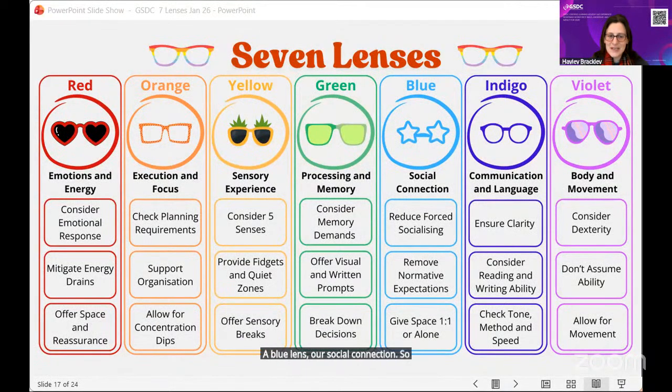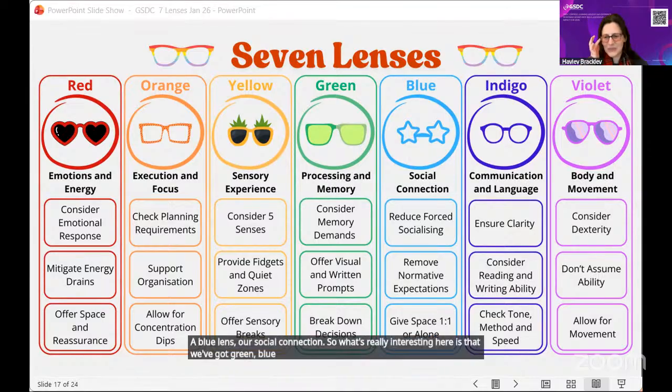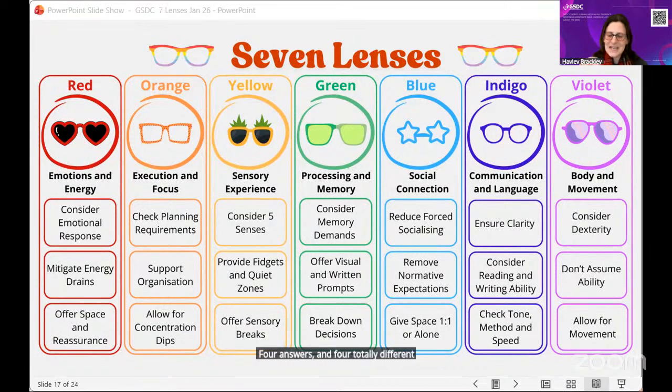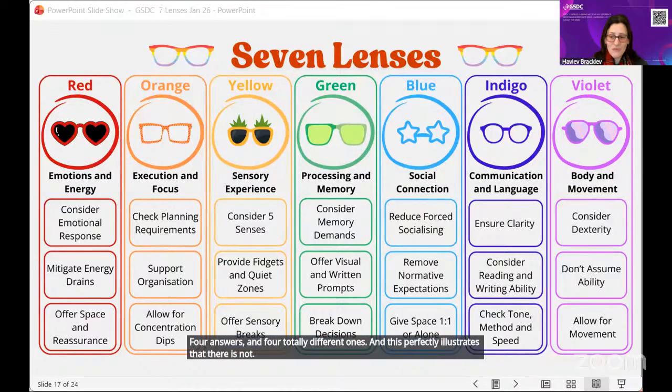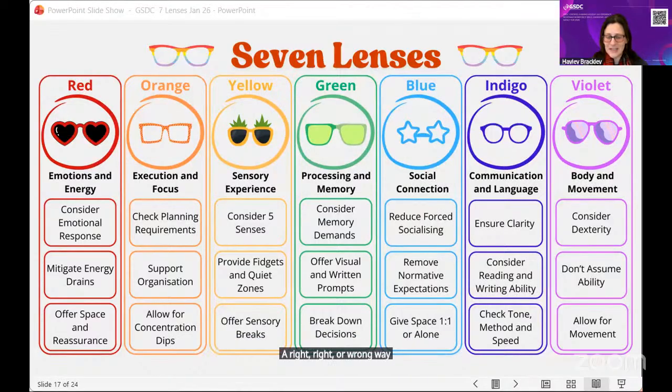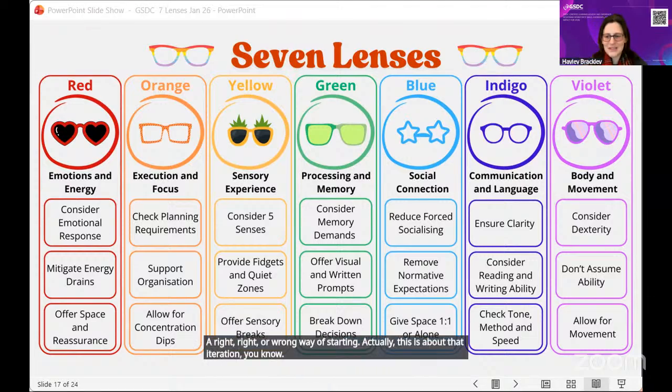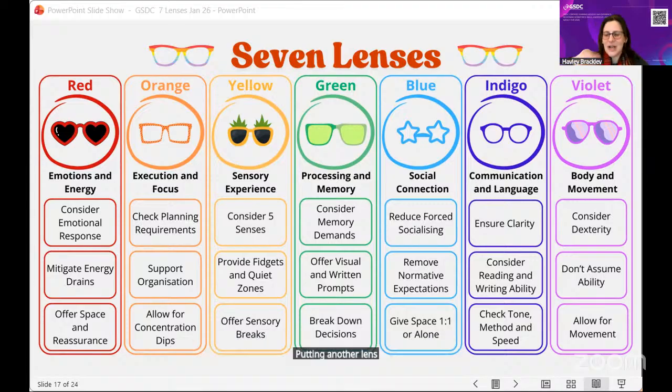So what's really interesting here is that we've got green, blue, indigo, and violet. 4 answers and 4 totally different ones. And this perfectly illustrates that there is not a right or wrong way of starting. Actually, this is about that iterative process, putting a lens on, having a look, putting another lens on, having a look, and working through. So next up in our process is adaptation.